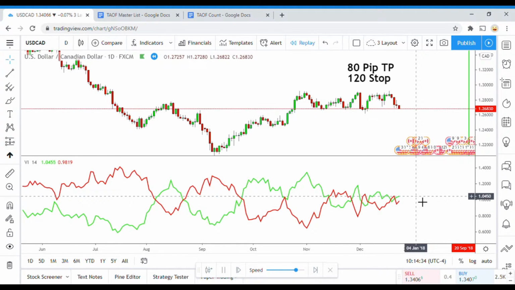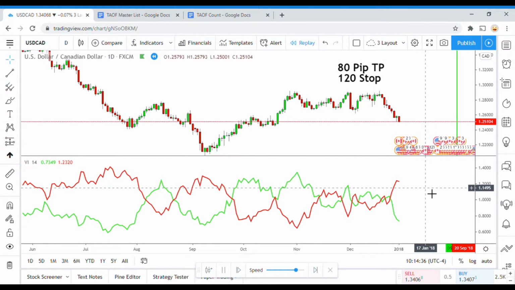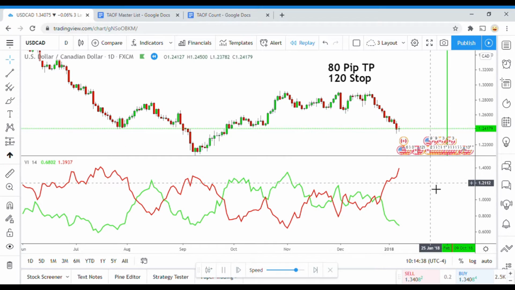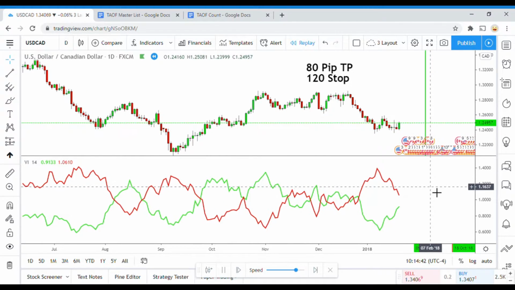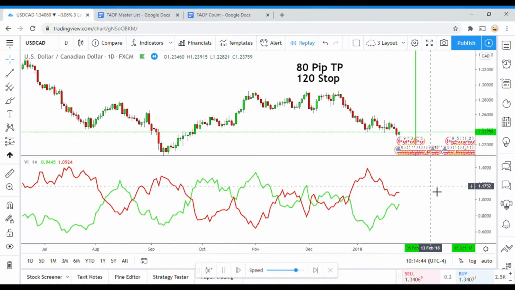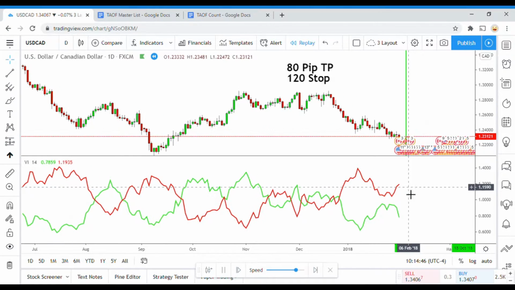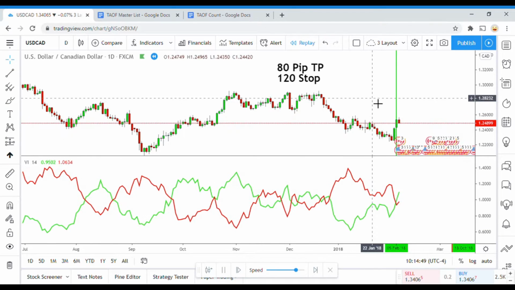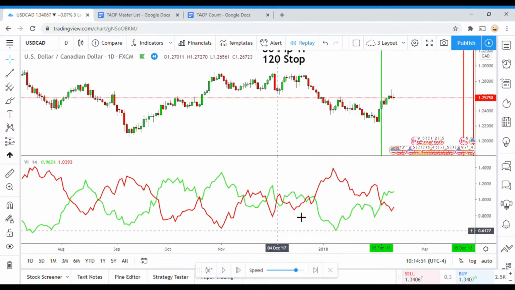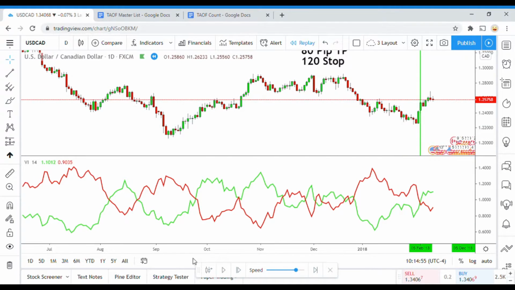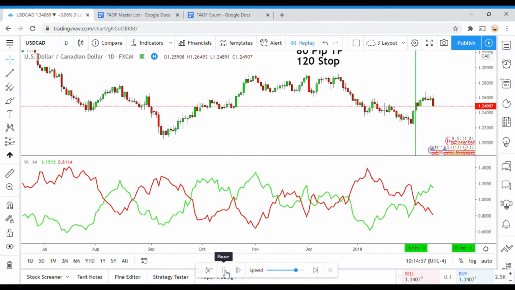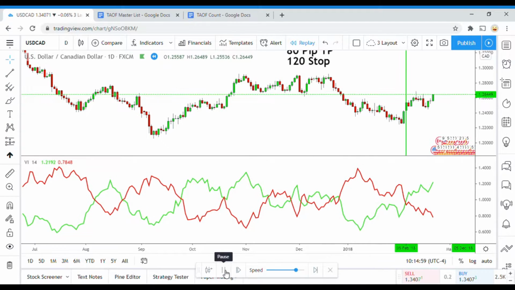So let's get on with the testing process. And like I said, you can see the marks here already on the screen. And so that right there will be the first trade signal that we get from the Vortex. And it is a winning trade, as you can see. And we'll just keep replaying them here.